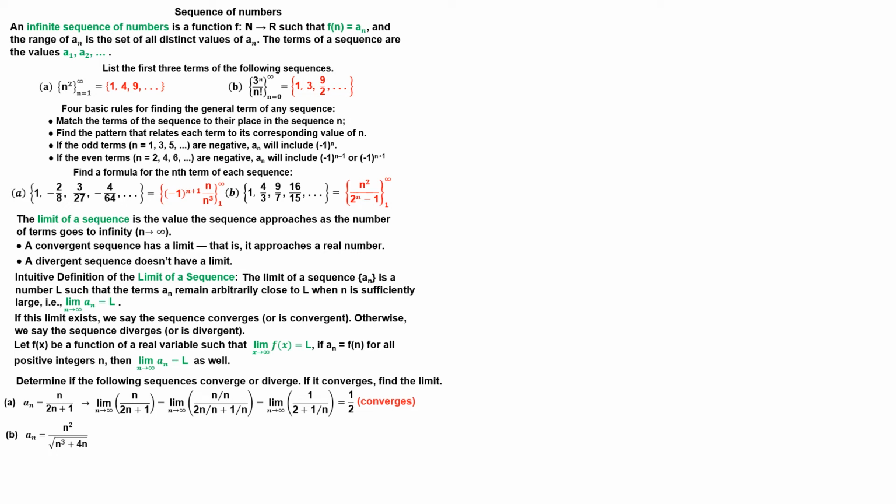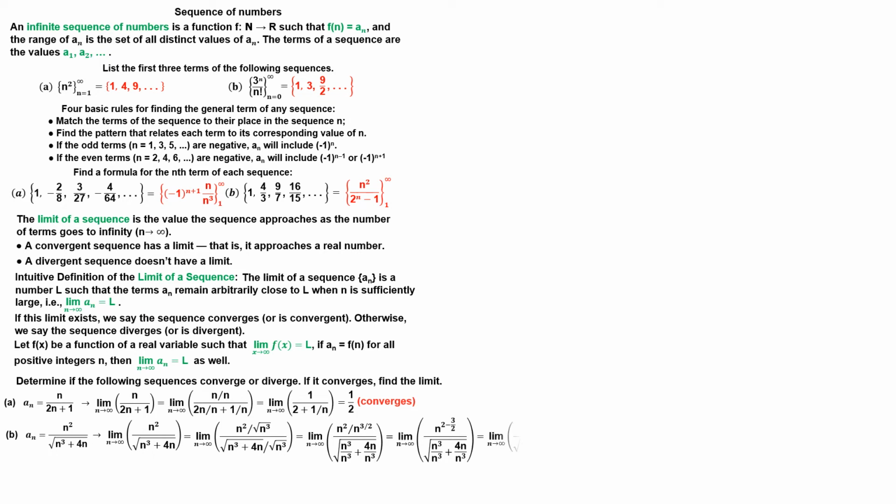To solve item B, we identify the highest power of the variable in the denominator as square root of n to the power of 3. So we divide both the numerator and the denominator by the highest power of n. Cancel and then take the limit. After some algebra, we can see that the limit does not exist and the sequence diverges.